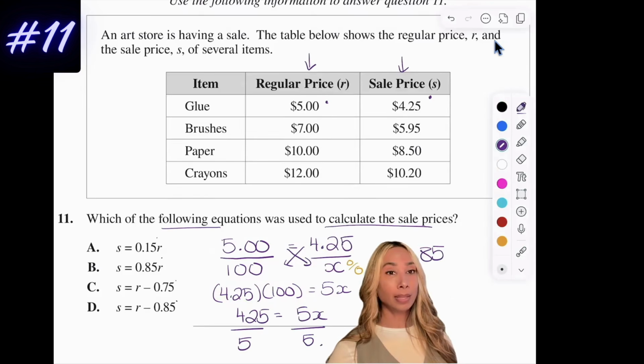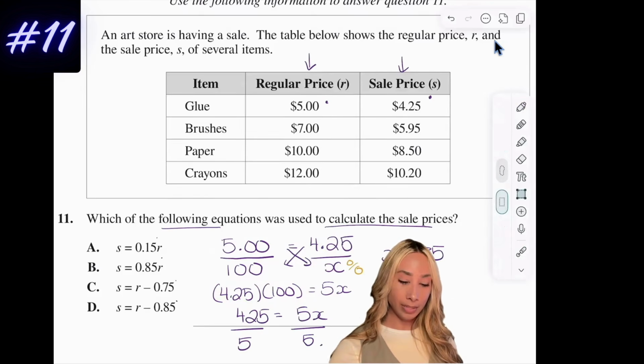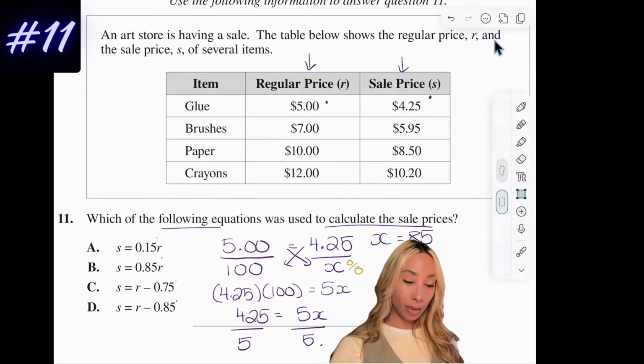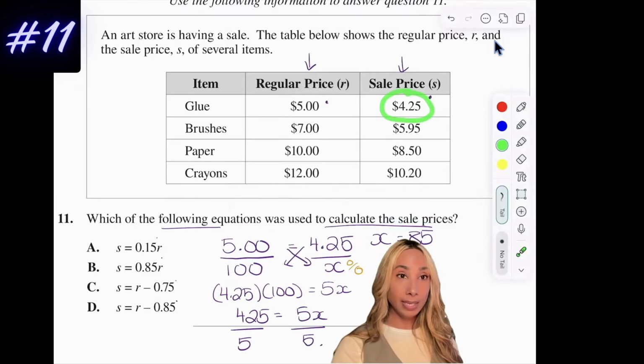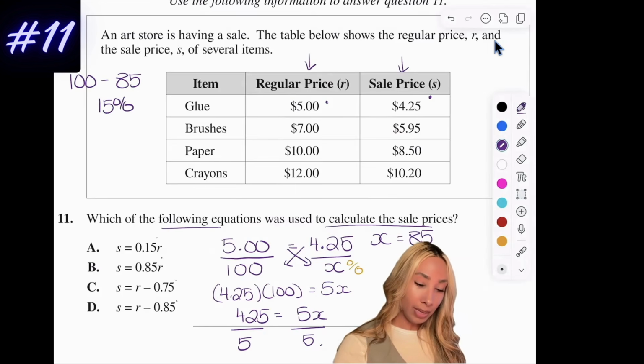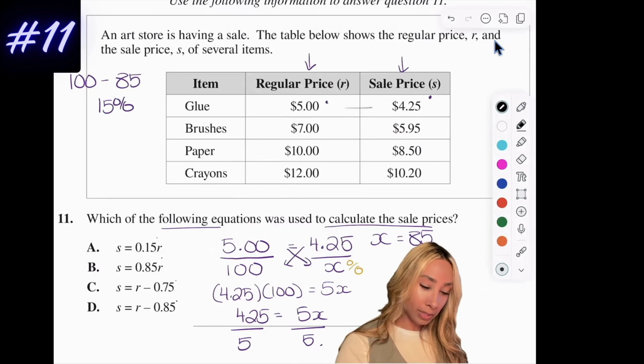Now, that doesn't mean that the discount was 85%. No, that would be quite high. But what it does mean is that $4.25 is 85% of this. So to find the sales price, what we're going to do is go 100, take away 85. That leaves me with 15%. So that means everything here was discounted by 15%.